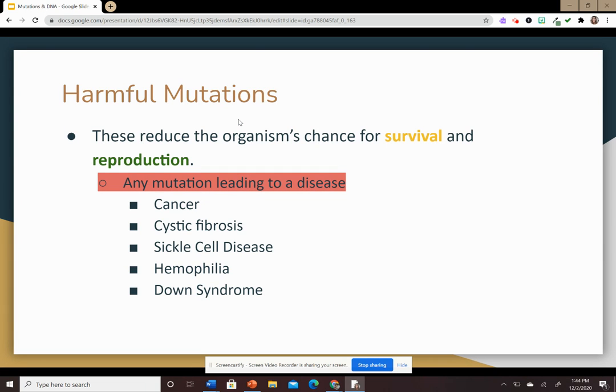And so let's take a look at some harmful mutations. A harmful mutation is going to reduce the organism's chance for survival. There's tons of different harmful mutations in humans: cancer, cystic fibrosis, sickle cell disease, hemophilia, Down syndrome, right? That's where there's an extra chromosome on your chromosome 21, right? You're supposed to have two, one from your mom, one from your dad. Well, you get an extra one, and that's what causes Down syndrome.